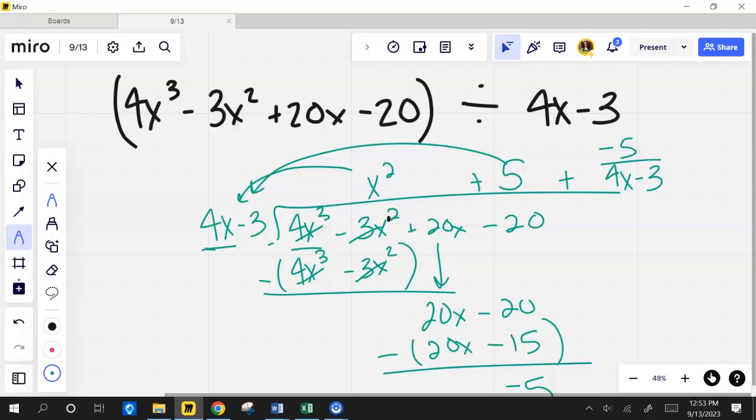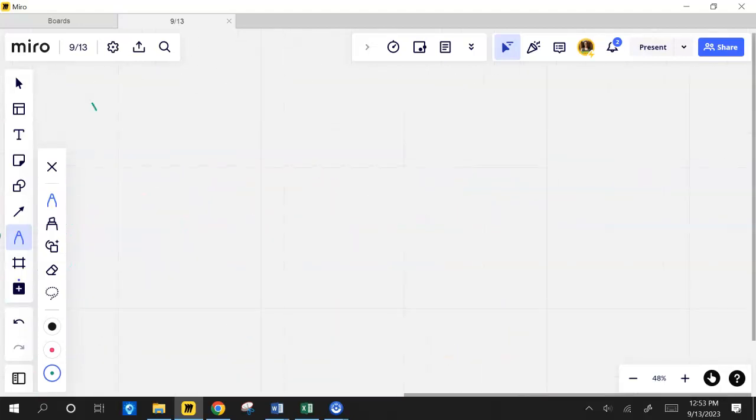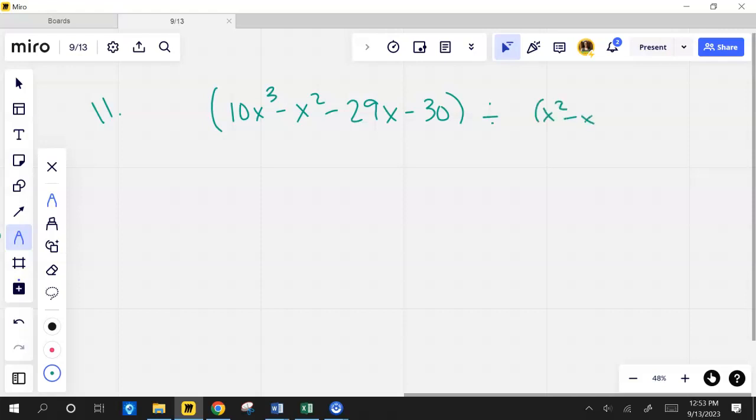All right, what else in your homework? 11. Did you put a placeholder? Oh, you didn't need one. I already flipped over, I'll go back to 3. Divided by x squared minus x minus 2. Sometimes the ones that are the longest don't take that long. X squared minus x minus 2.